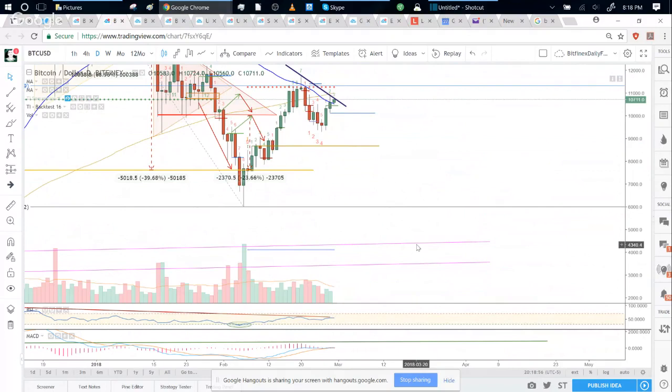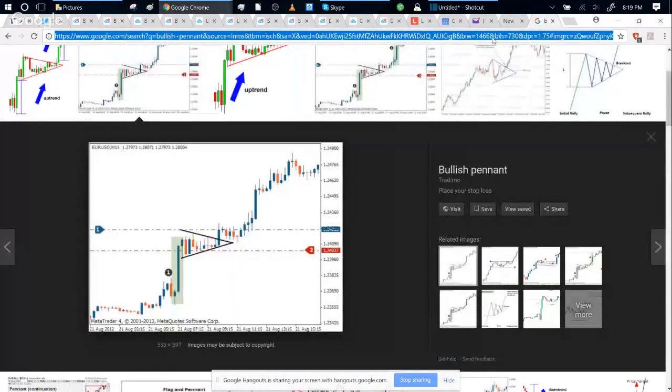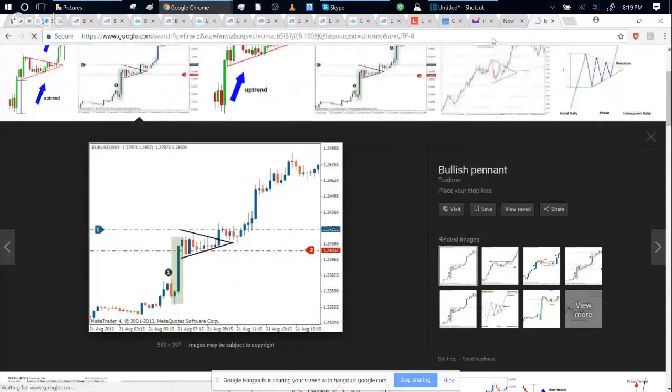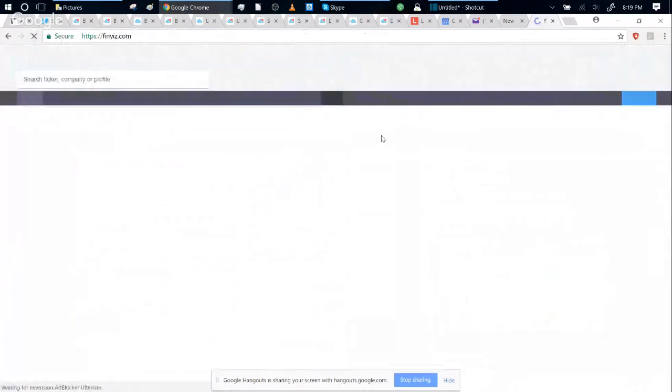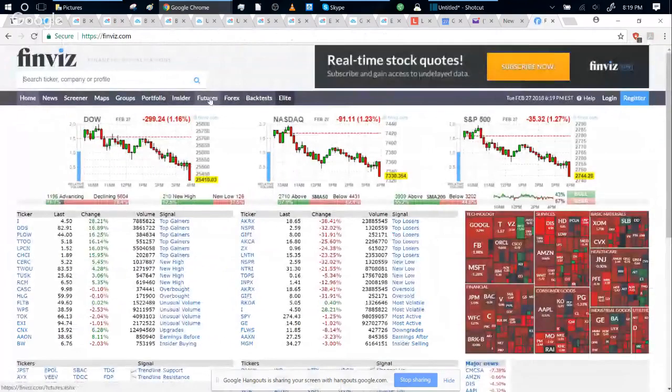There's two exceptions. The two exceptions are if a significant amount of time has passed between the double bottoms. And for an example of that, if I go to FinWiz, only because I'm very familiar with the site, for no other reason than that. And I go to futures.